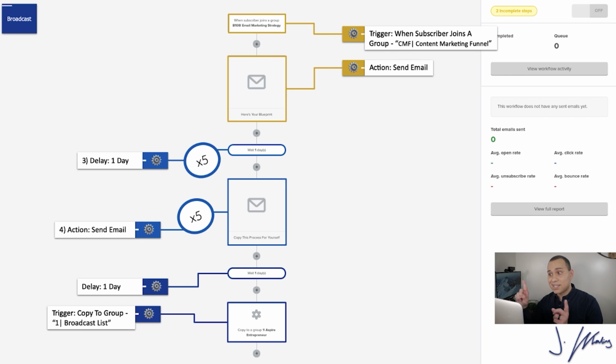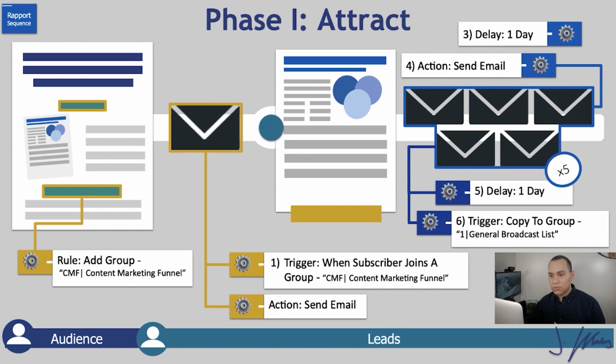That way, we're not sending broadcast emails while they're going through our lead magnet sequence and getting way too many emails, right? So that's just a quick little advanced thing you can do to begin to set yourself up for success when you really start to get advanced with your automation. So let's go back to our diagram now.